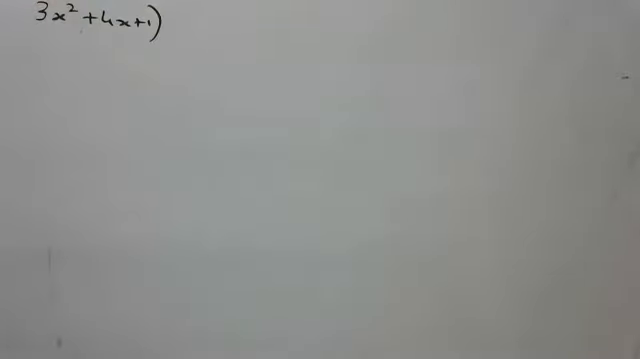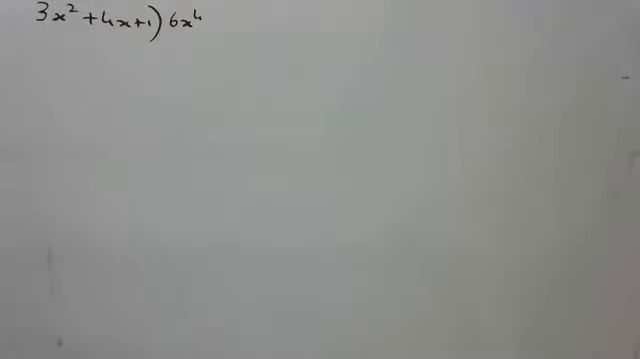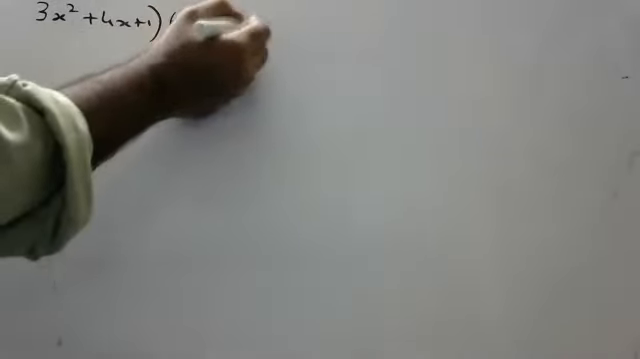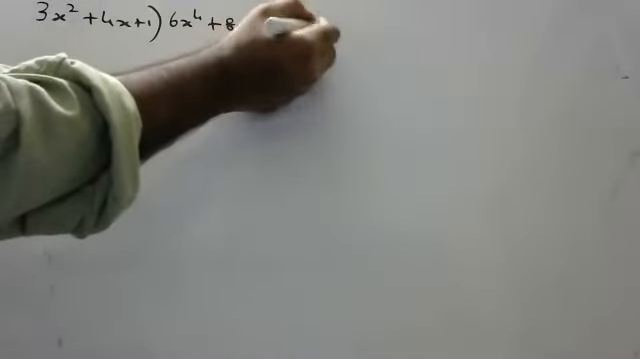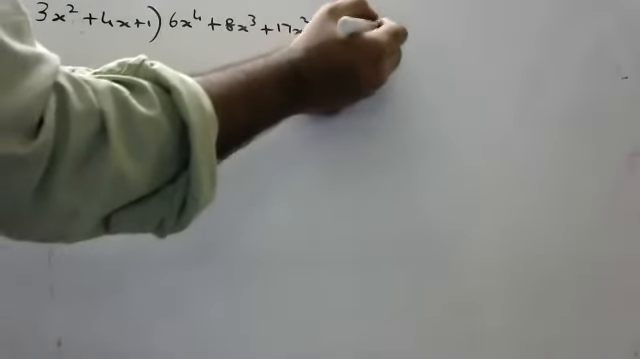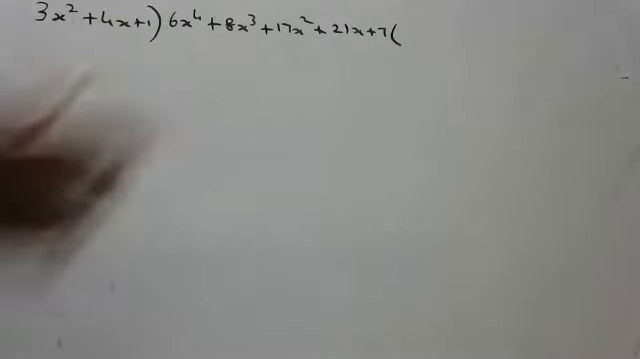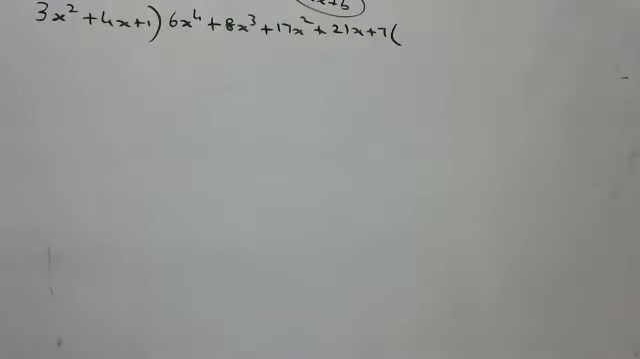It is divided by 3x square plus 4x plus 1. Whom are we dividing? 6x4 plus 8x cube plus 8x cube, 17x square plus 21x plus 7. Okay, children. Now the remainder he is saying is ax plus b. The remainder you compare with ax plus b. He is only saying the remainder is ax plus b.